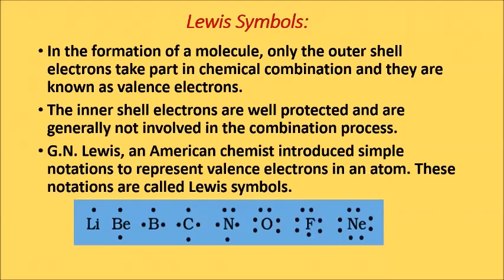Same way for the carbon, 4 valence electrons, so 4 dots. Nitrogen 5, 5 dots. Oxygen 6, 6 dots. 7 for fluorine. Neon 8. Like this we can represent the valence electrons around the atom, and this is said to be the Lewis symbol.